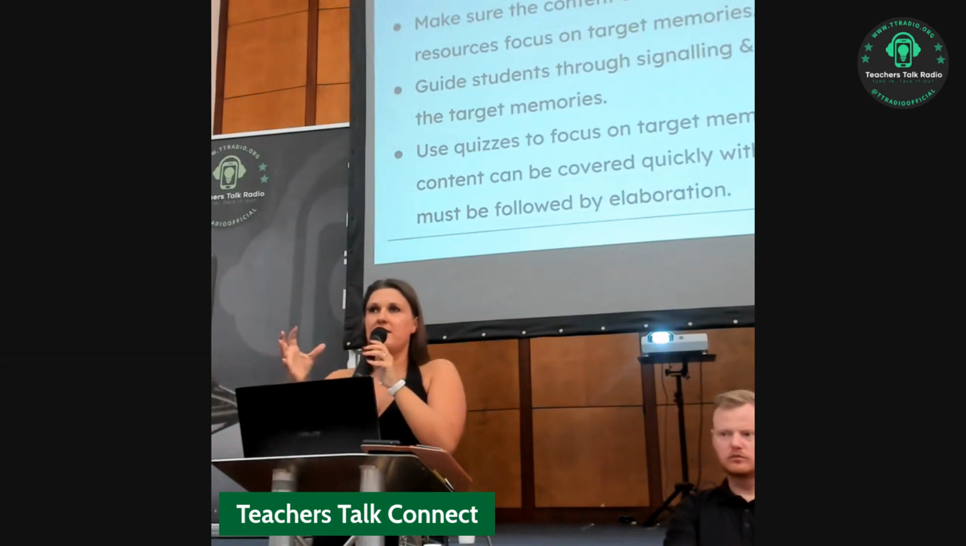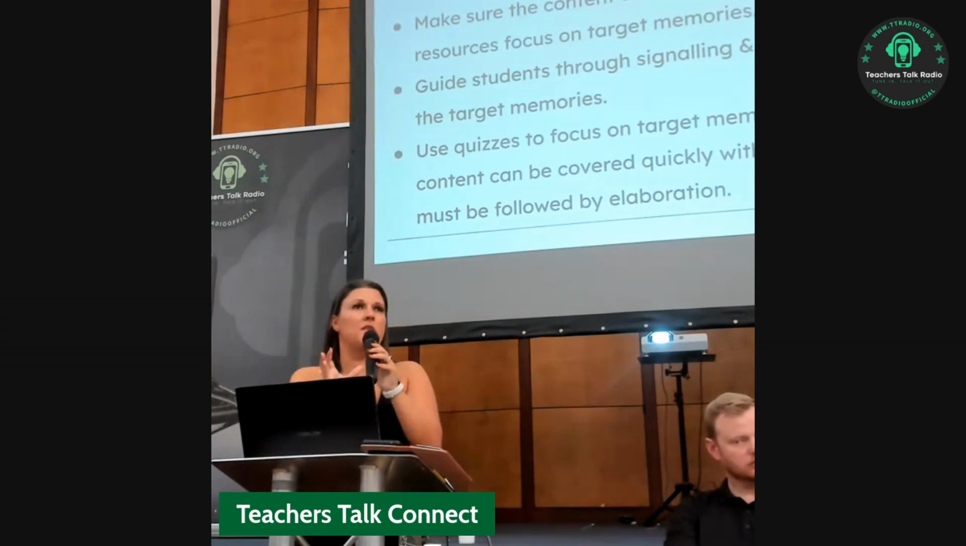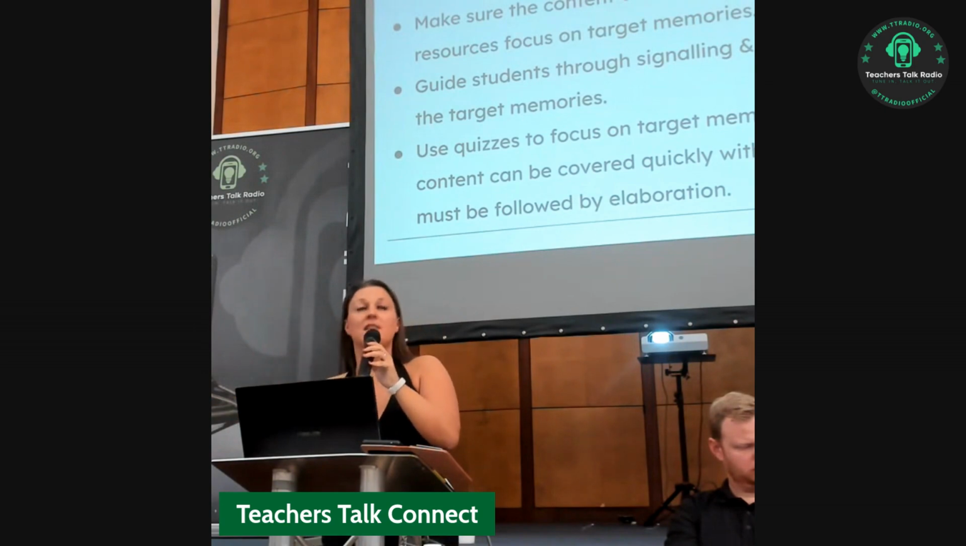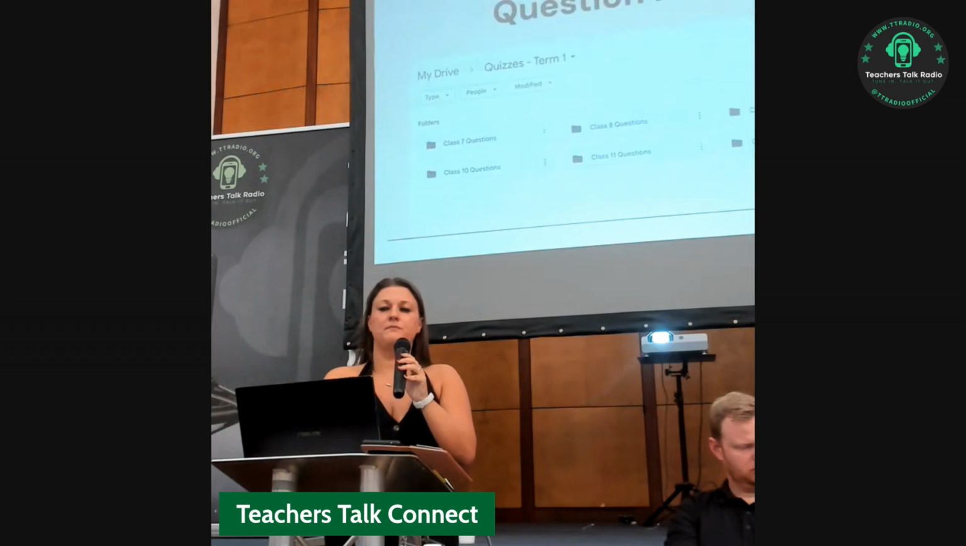And then our quizzes need to, first of all, really focus on the target memories. Once students have been successful and mastered that, then we can start to build in that extend, that desirable knowledge.